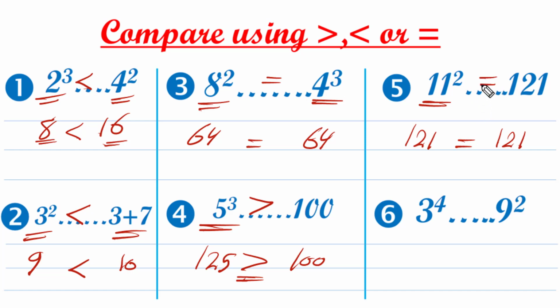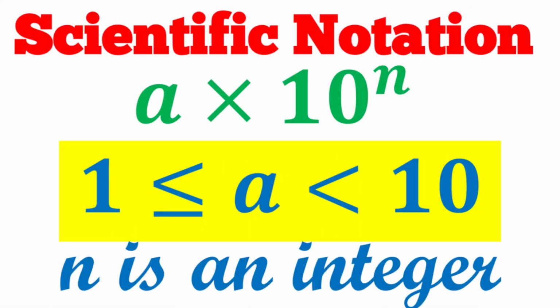So write equals. 3 raised to the power 4 equals 81. 9 squared is the exponential form of 81. Now we can write equals. They are the same.